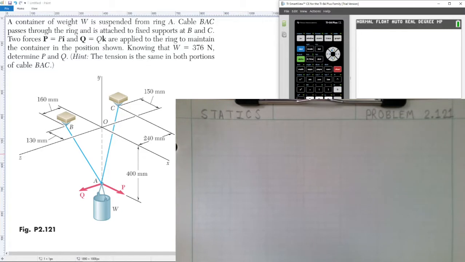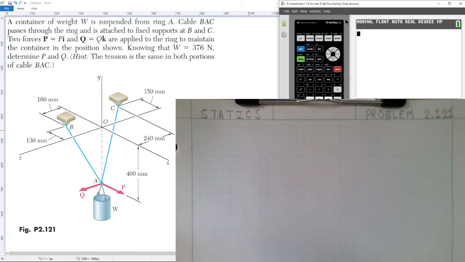Hence, the tension is the same in both portions of cable BAC. That's correct. As we can see, there is a frictionless ring here. Whenever a cable passes through a frictionless ring, we do have the same tension in both components of that cable. Okay, so let's go ahead and get started.